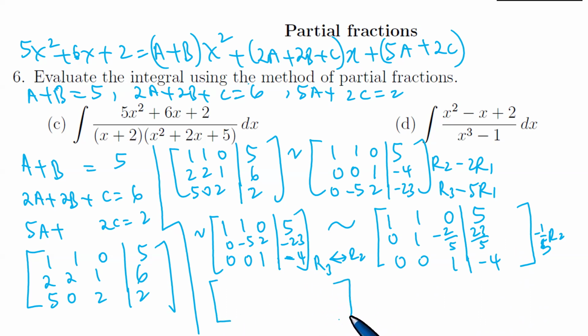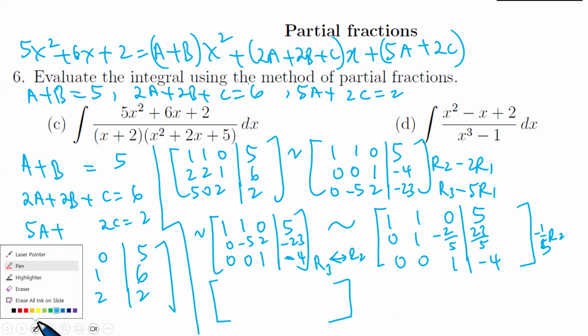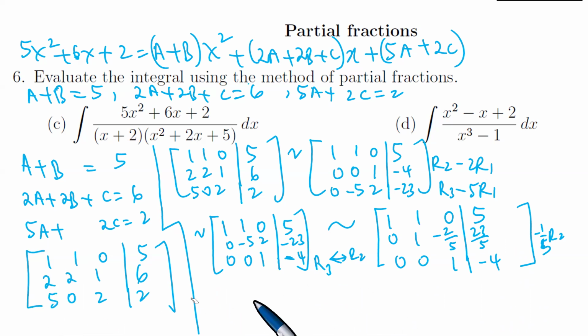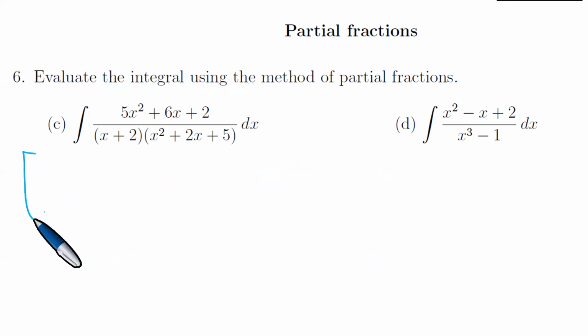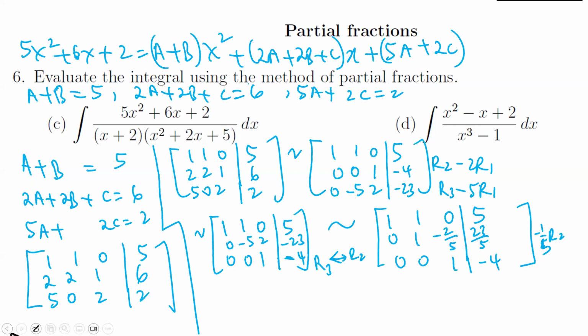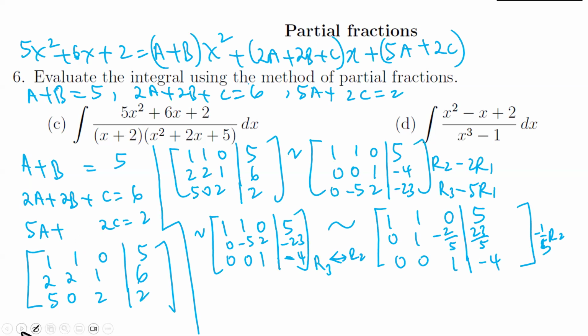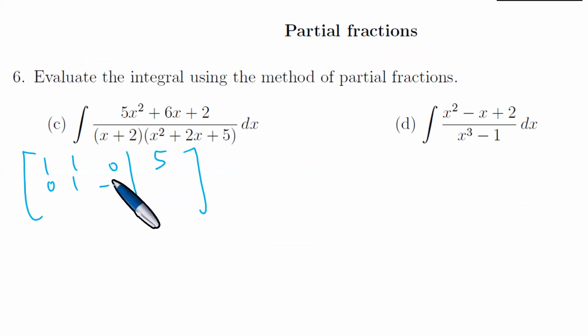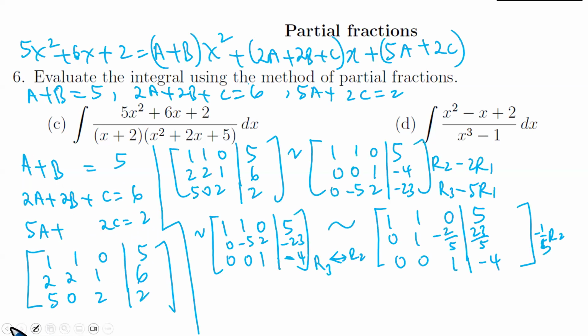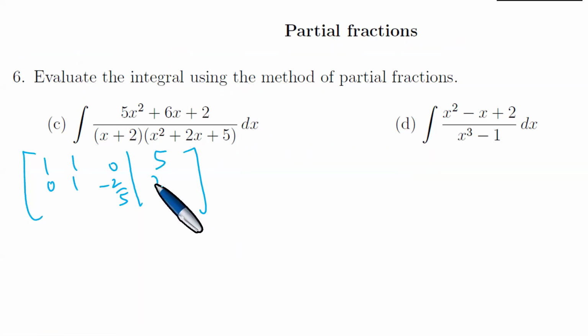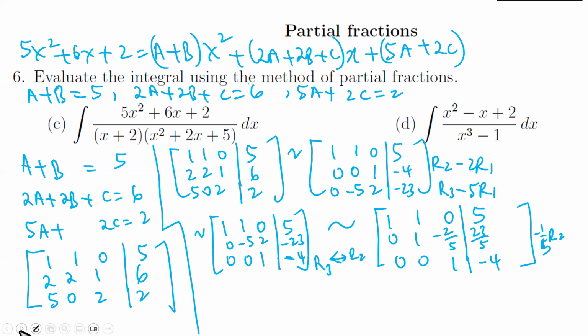And then now you continue with the row reduction process. Let me check, writing this matrix on the next board. So we'd have, for example, 1, 1, 0, 5. Zero, 1, minus 2, 23 out of 5. 0, 0, 1.